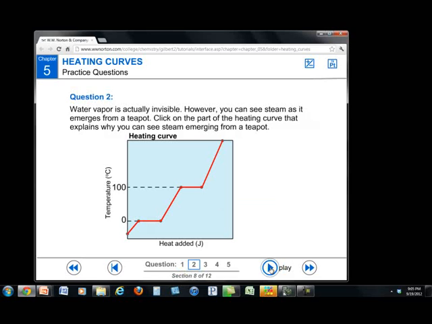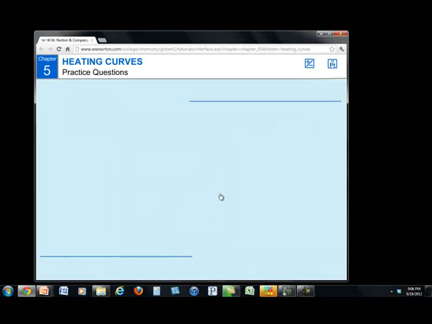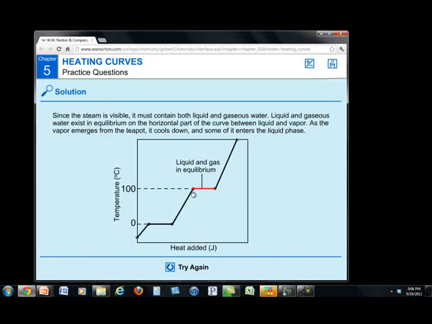Let's try another. Water vapor is actually invisible. However, you can see steam as it emerges from a teapot. Click on the part of the heating curve that explains why you can see steam emerging from a teapot. Whoops, that's incorrect. What do they say? Steam emerging. So if steam's emerging, good catch. It's happening here. I have both liquid and gas, but this is when I start to see vapor rising. When I reach here, I have no more liquid in the pot. It is all vapor.